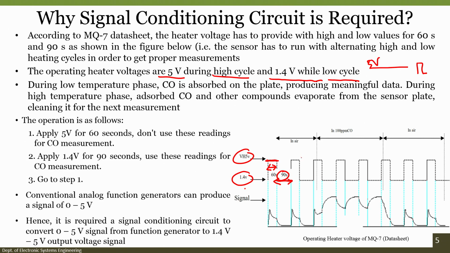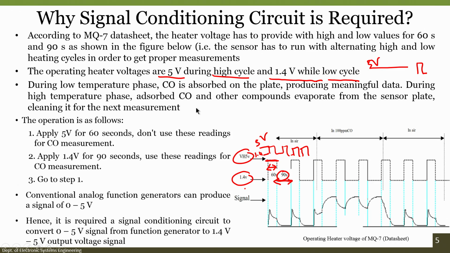So, this pulse, the rate at which it is generated, has to vary between two voltage levels, the lower voltage at 1.4 volts and the upper one at 5 volts. How we can achieve this is what we will be discussing in detail today.